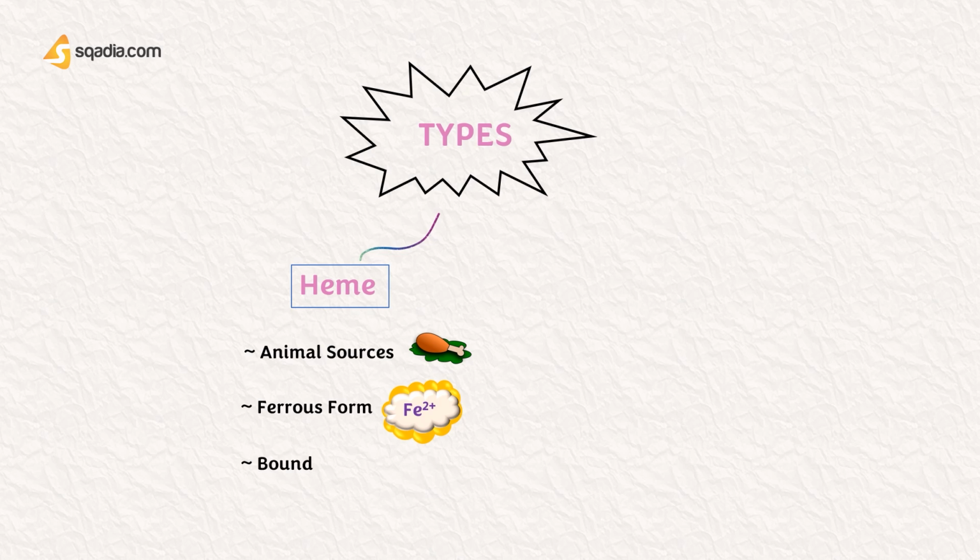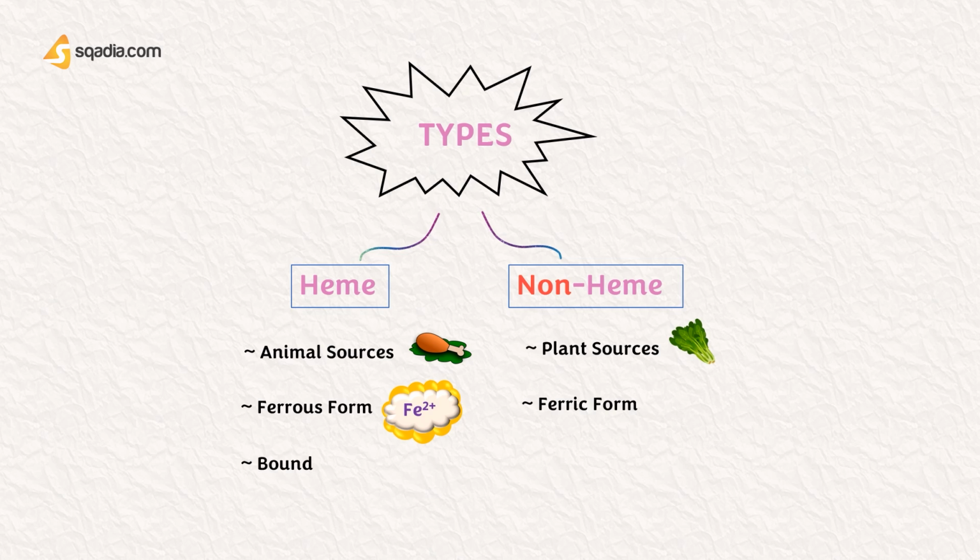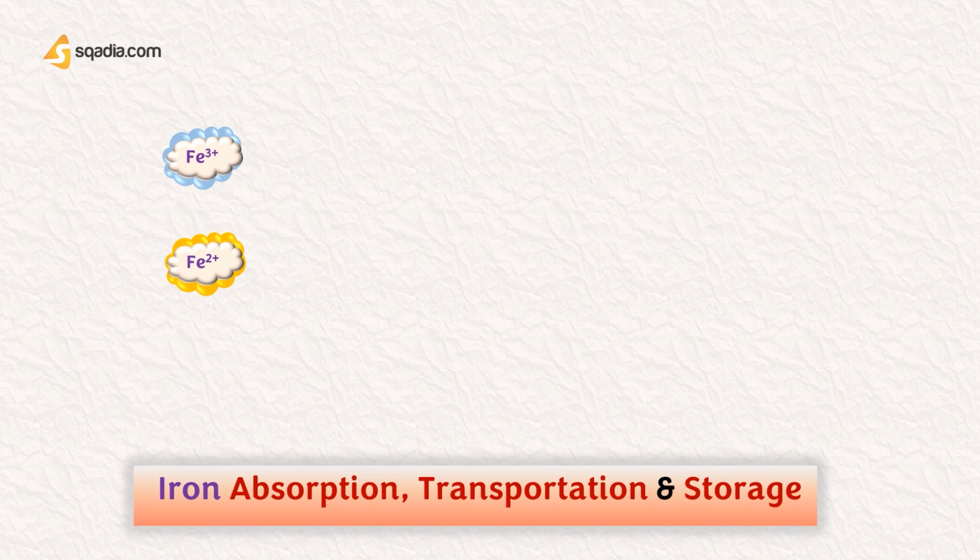Second form of iron is non-heme iron, which is obtained from plant sources such as spinach and beans. It exists in ferric form, that is Fe3+. Additionally, it stays unbound or free. Let's hover over to see how iron is absorbed, transported and stored inside the body.